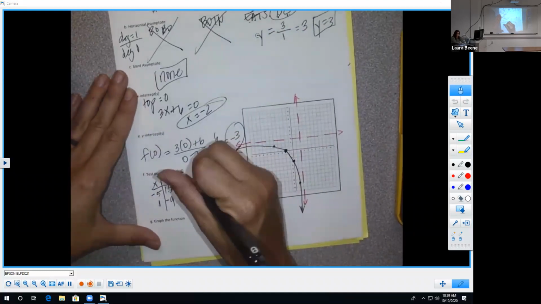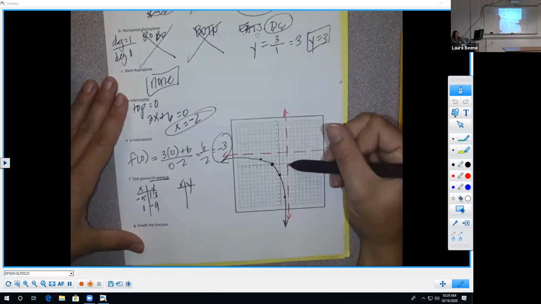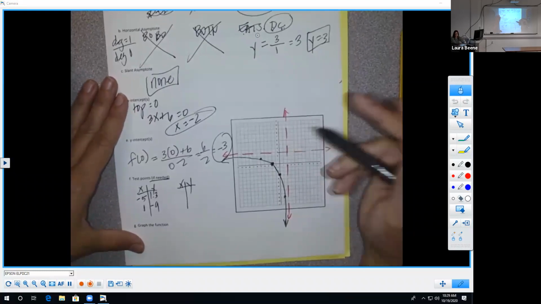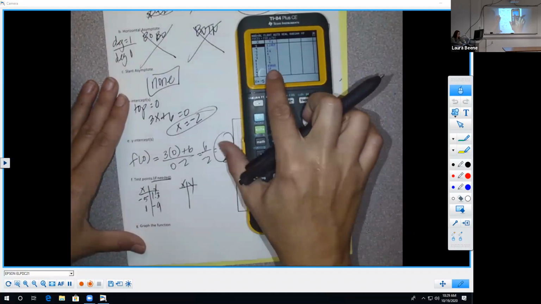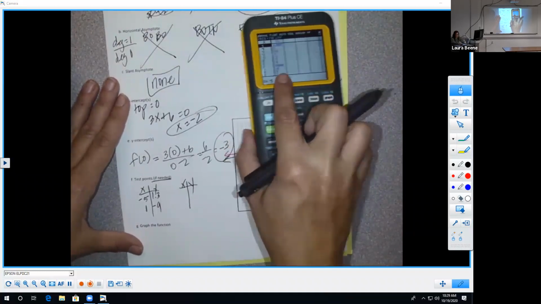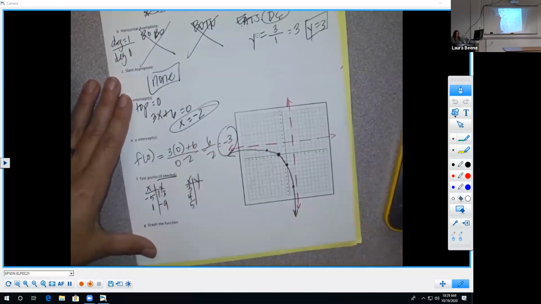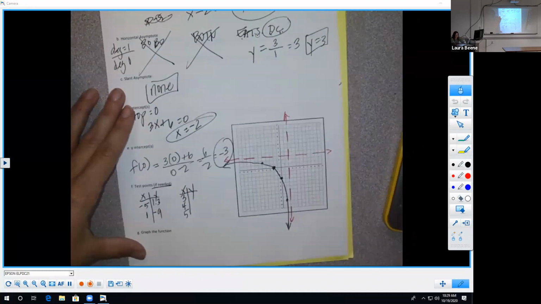I need some numbers on the other side because I have no points over here. I would not pick the x value of 2. Why would I not pick the x value of 2? It's on the vertical asymptote and your calculator says error. There's no graph there. It does not exist at that point. Okay, so let's pick the x values of 3, 4, and 5. That should tell us pretty much what's happening over there.